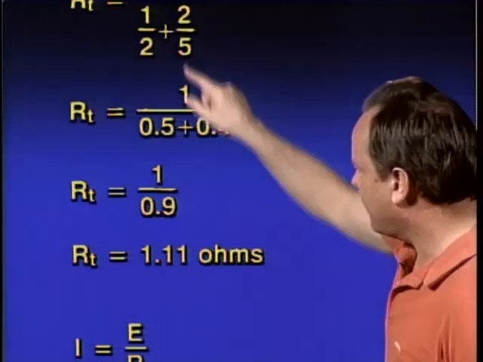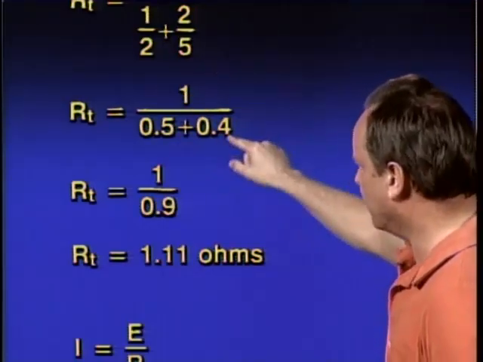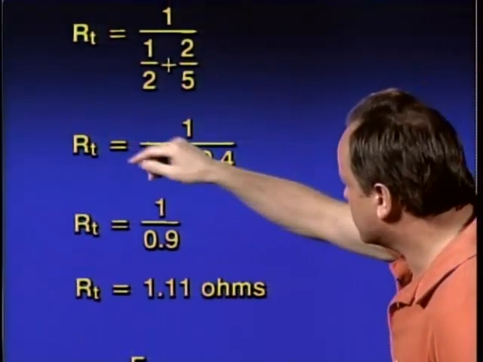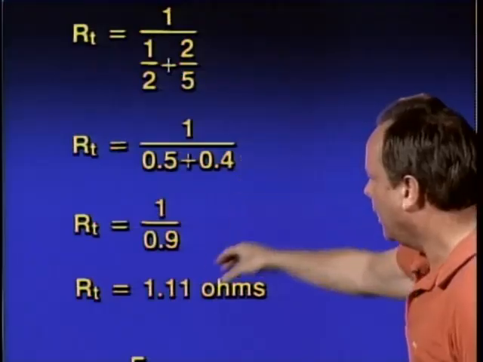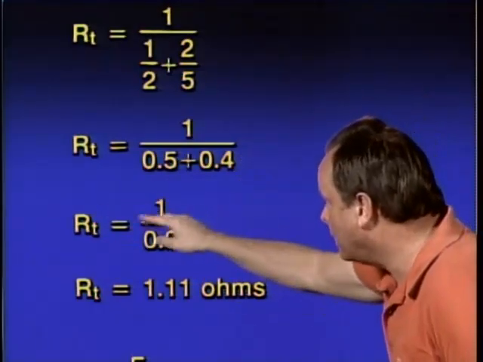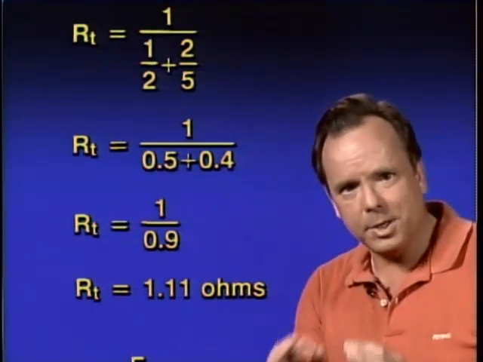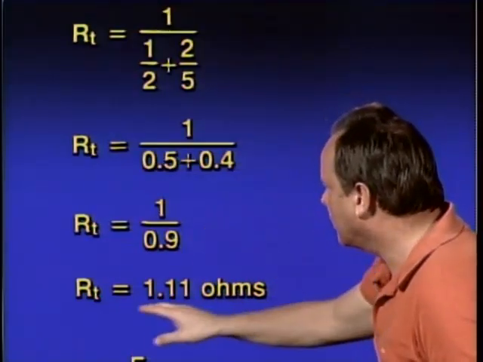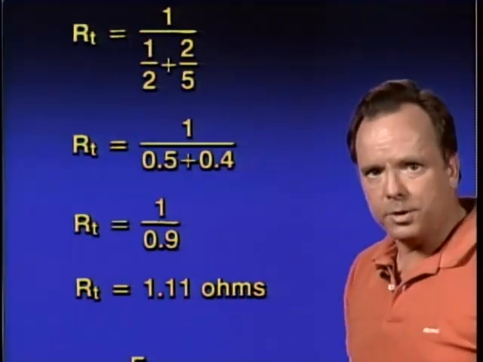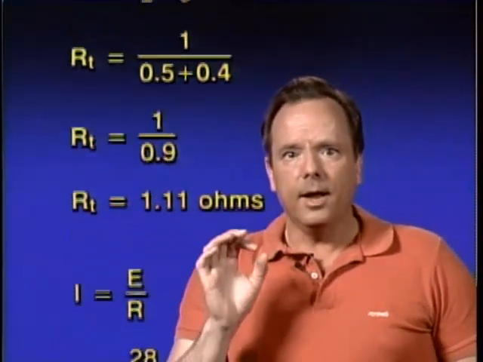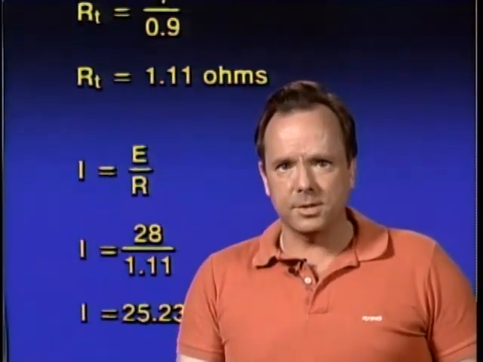So let's find out where we're going from there. Who knows where we're going from there? Well, where we're going is we're going to use our electronic calculator. And 1/2 is 0.5, 2/5 is 0.4. So now the total resistance is 1 divided by 0.5 plus 0.4. And the total resistance now is 1 divided by 0.9. You can see where we're going. Use your electronic calculator, and the total resistance is 1.11 ohms. Now we've got the total resistance.